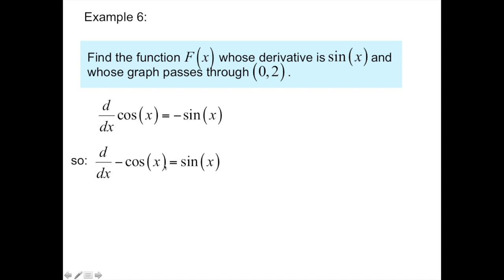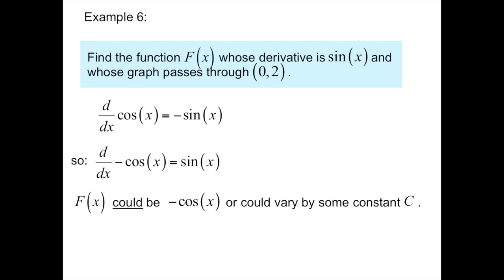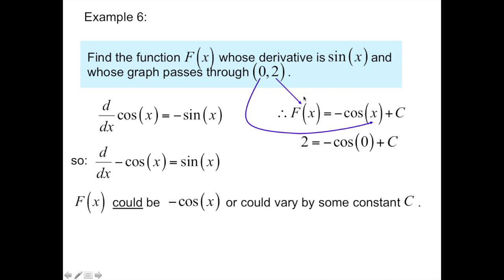But is it just that, or does it have some constant on the end? So we know big F of x could be just negative cosine, or it could vary by some constant. So what we do then is we say big F of x is negative cosine x plus c. We know for sure we need our negative cosine, because when we take the derivative, we get sine. But we could have some other number out here. And the only way we can find this number is to know this information, that when x is 0, big F of x is 2. So we're going to put 0 in for x, and we're going to put 2 in for big F, and we're going to find that c.